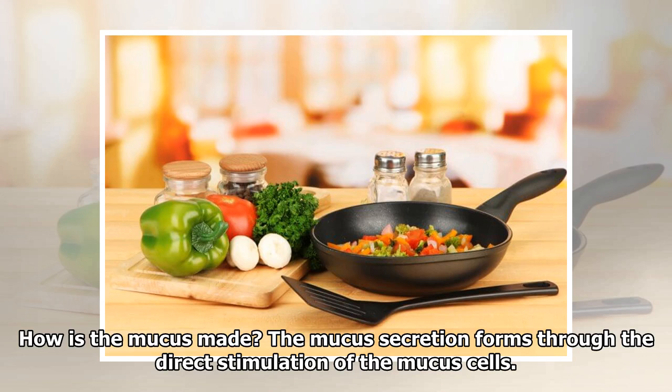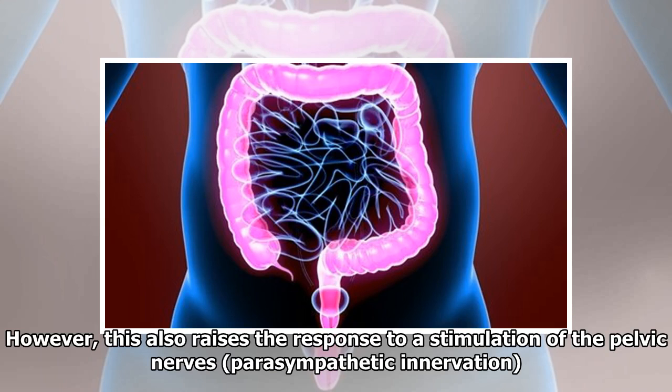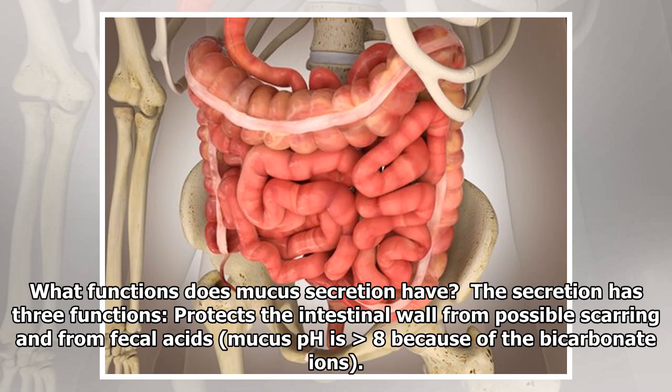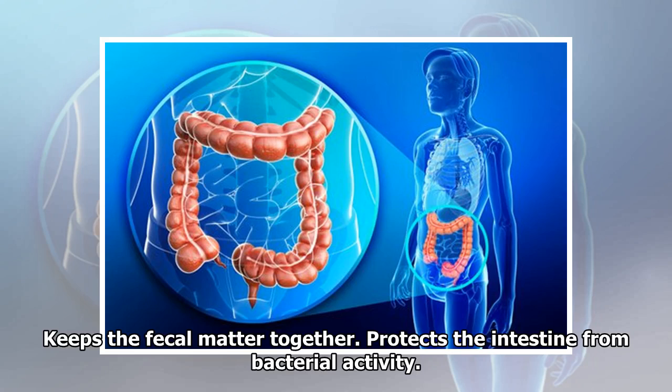How is the mucus made? The mucus secretion forms through the direct stimulation of the mucus cells. However, this also raises the response to a stimulation of the pelvic nerves. Parasympathetic innervation. What functions does mucus secretion have? The secretion has 3 functions: protects the intestinal wall from possible scarring and from fecal acids. Mucus pH is greater than 8 because of the bicarbonate ions. Keeps the fecal matter together. Protects the intestine from bacterial activity.